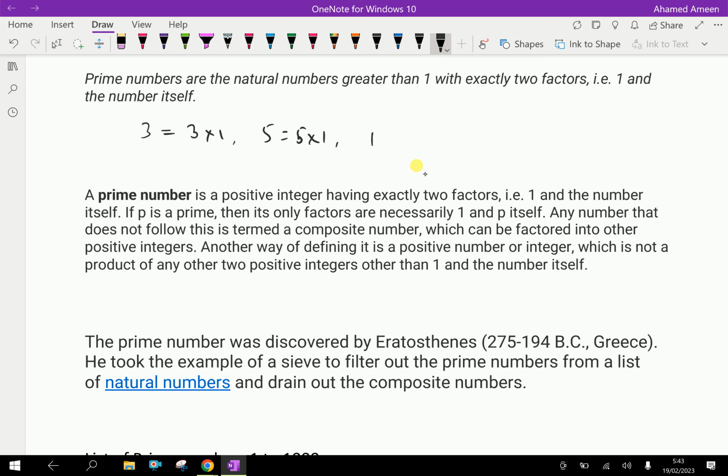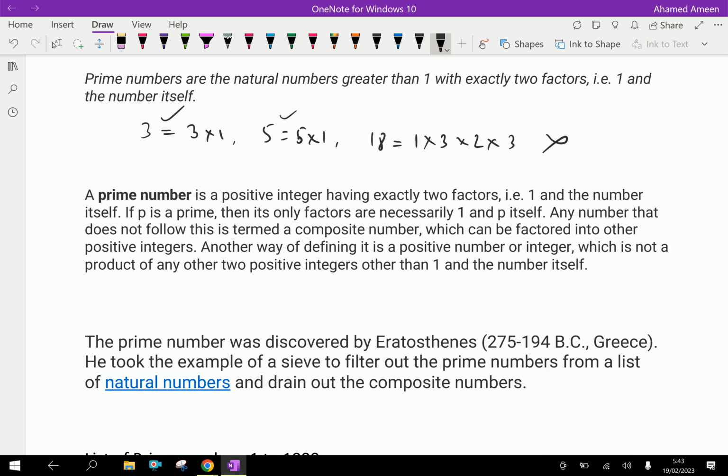Suppose 18 is 1 into 18, 2 into 9, 3 into 6, like we can express. Not only this, it can be expressed in other ways also. So 18 is not a prime number, since it has factors other than 1 and the number itself. Further, 18 can be expressed in other ways also, so it is not a prime. This 3 is a prime, 5 is a prime.